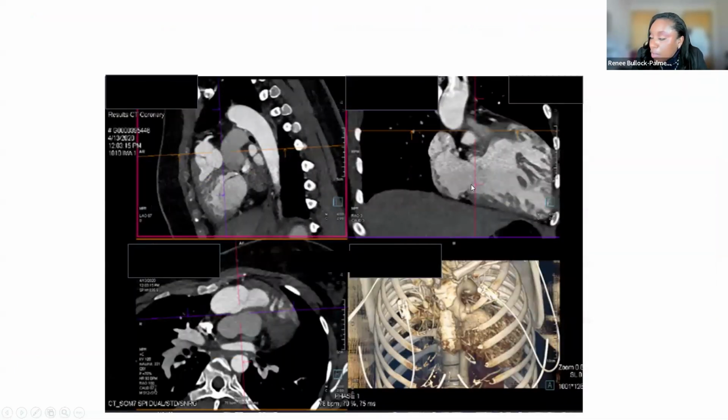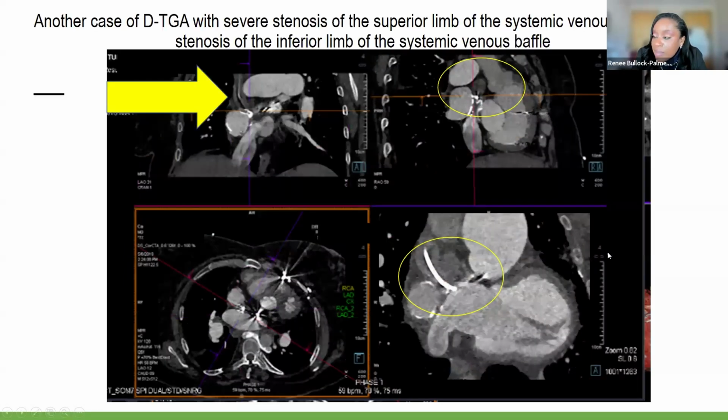And this is just a still frame showing how massive that RV can become, and very hypertrophied as well. And you can see that the pulmonary artery and the aorta are actually in parallel rather than perpendicular, as is often seen in the normal anatomy.